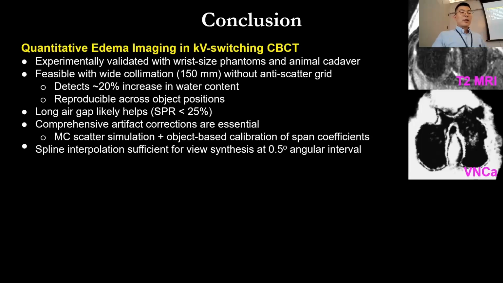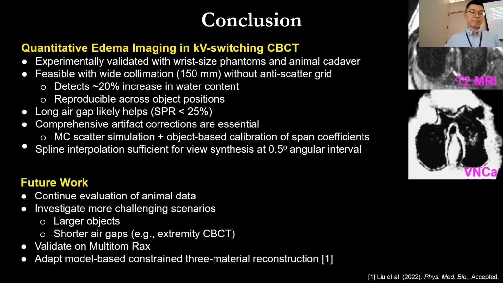And we also show that the comprehensive artifact correction framework is actually necessary for all the detectors and scatter, and even for the decomposition coefficients calibrations. And then the bonus surprise result is that some simple interpolation techniques are actually enough for us to generate these matched projection views for this 0.5 degree kV switching.